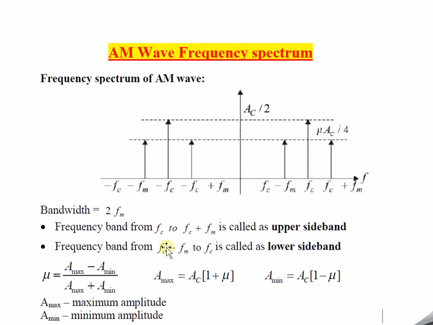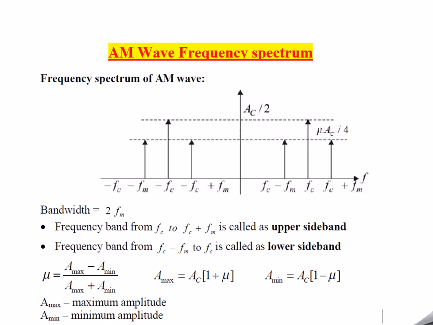So why is this modulation index really important? Definitely, if you want to calculate the maximum amplitude which the sidebands can take, mu AC by 4 I told, so we have to know this mu. Okay, so because of this we are calculating mu. I hope it is clear now.